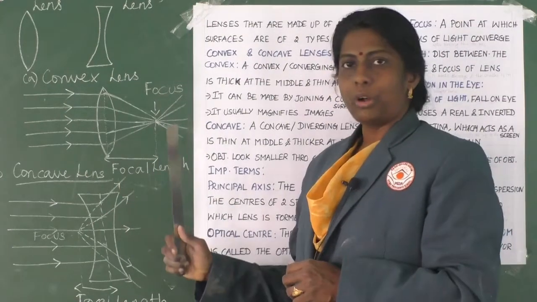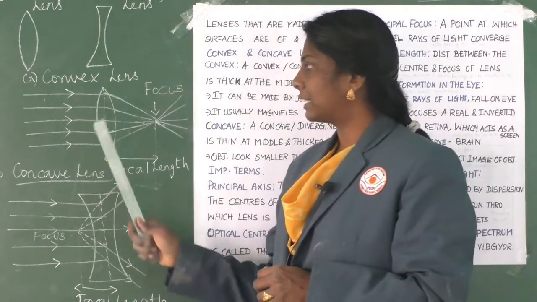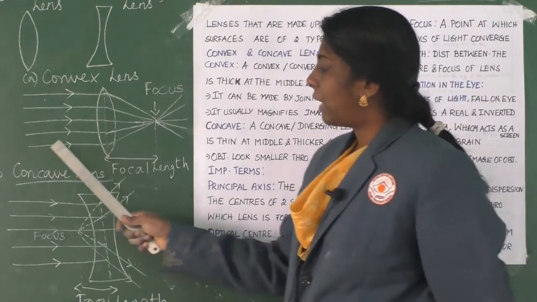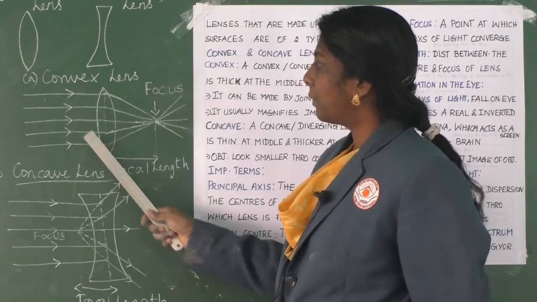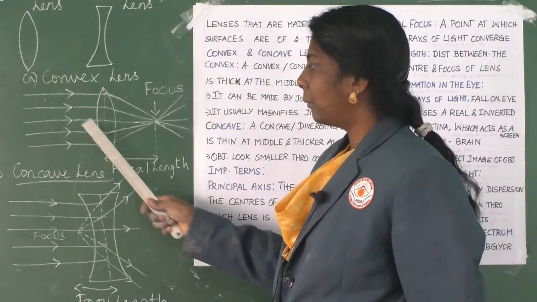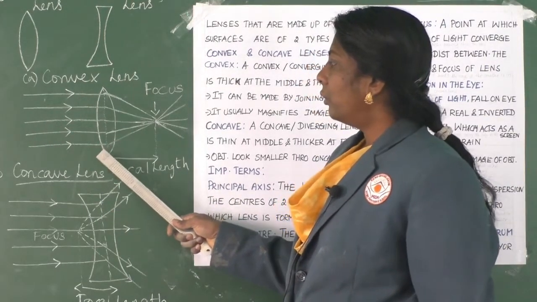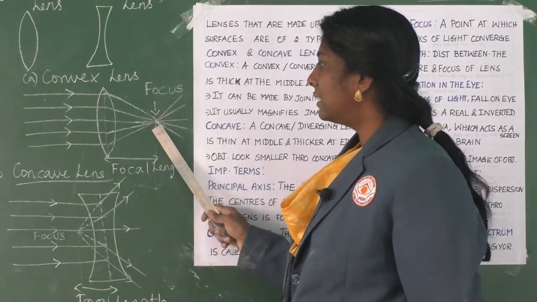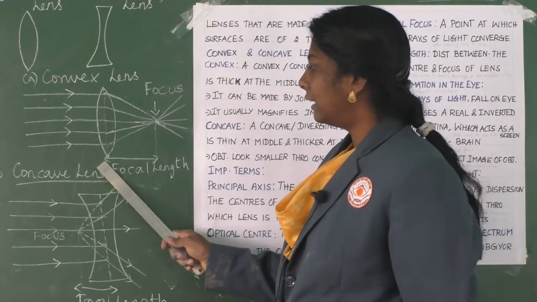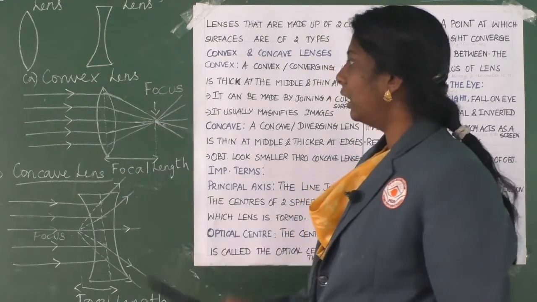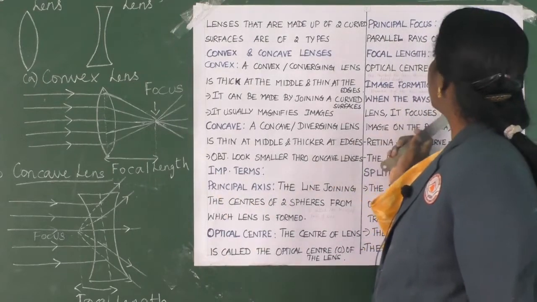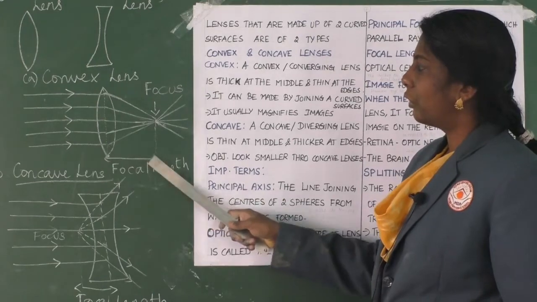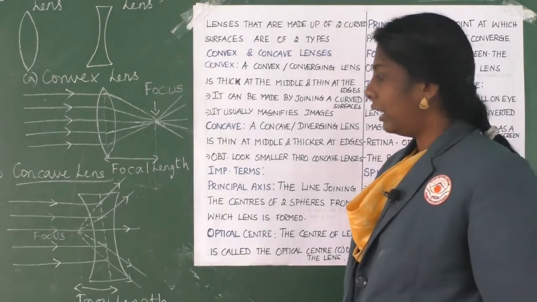So this is about the convex lens. Here, a beam of parallel light is passing through the convex lens, and it converges together here. That is said to be the focus, and the distance between the optical center and the focus of the lens is said to be the focal length.